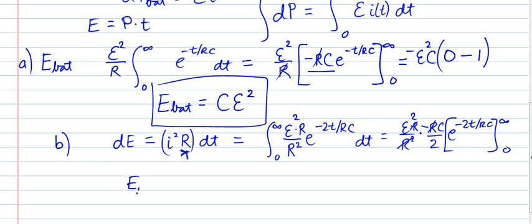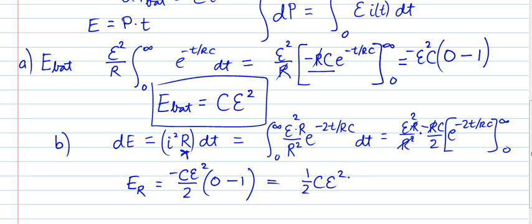Sorry, I'm having brain farts all over the place. So the energy in the resistor is going to be C E squared over 2 with the negative sign times 0 minus 1, and so that's going to be 1/2 C E squared. So far so good, right? I think the math checks out. And this is going to be the energy dissipated in the resistor.